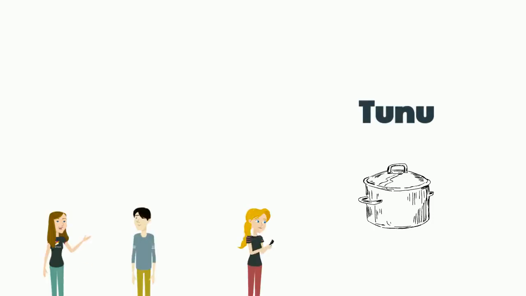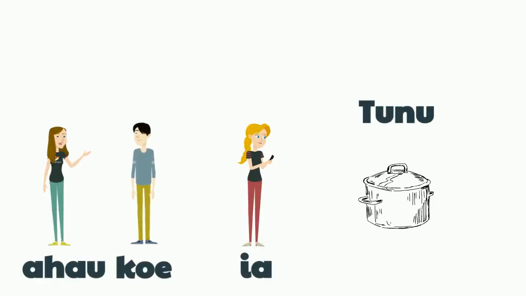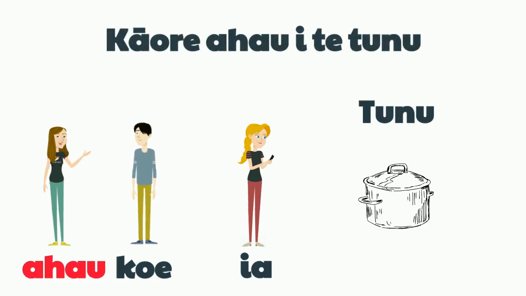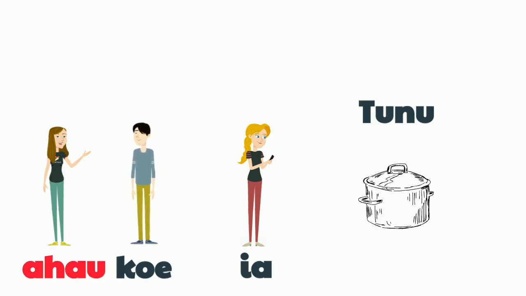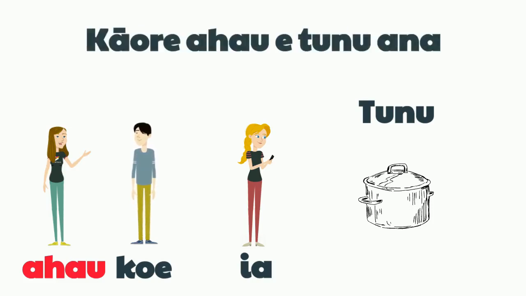Let's practice and also learn some new verbs. Tunu means cook. How would you say, I'm not cooking, using i te? Kāore ahau i te tunu. And how would you say it using ana? Kāore ahau e tunu ana.